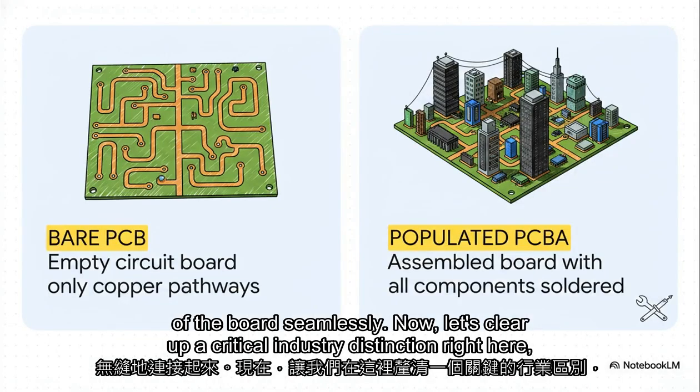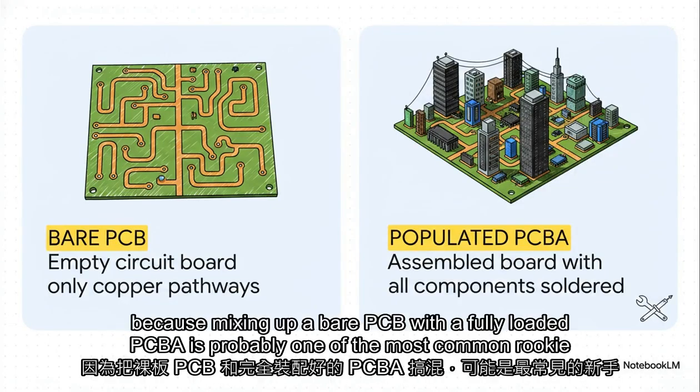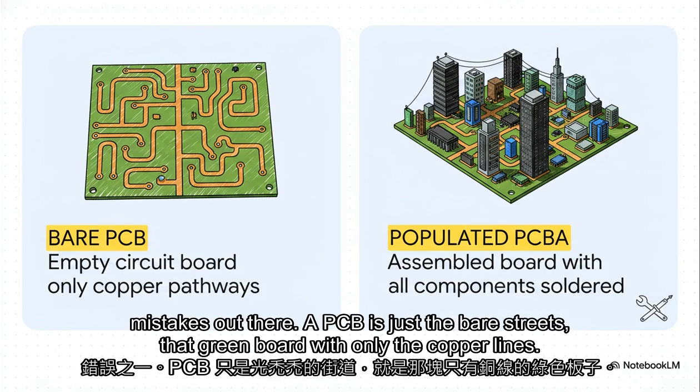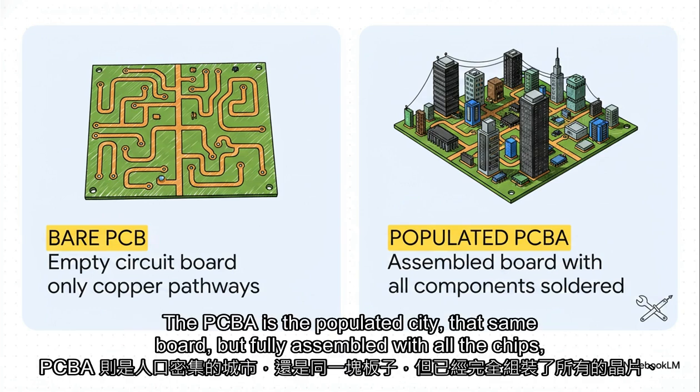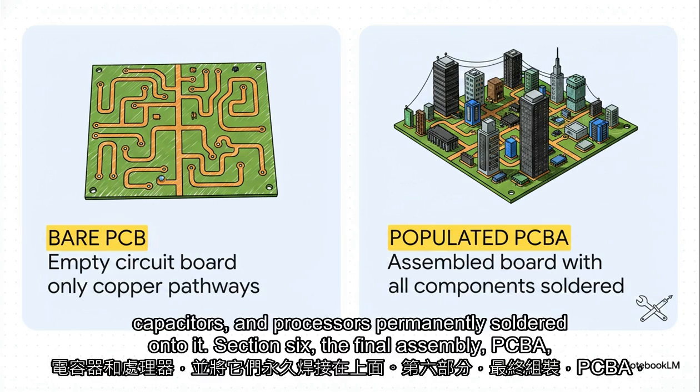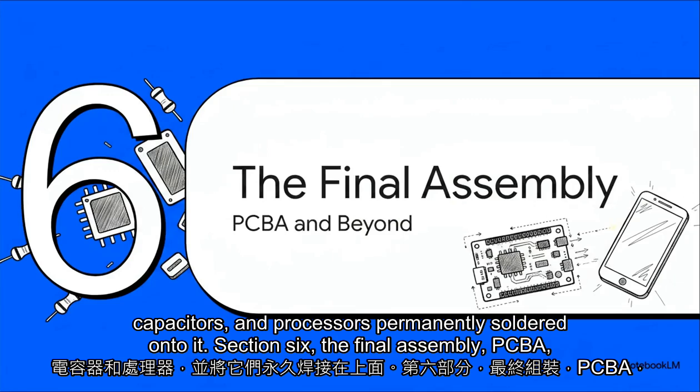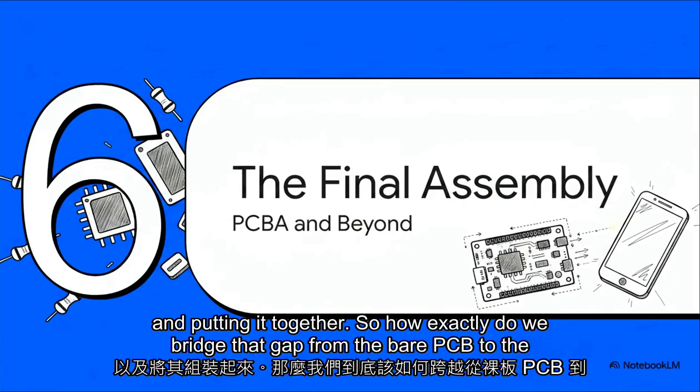Now, let's clear up a critical industry distinction right here, because mixing up a bare PCB with a fully loaded PCBA is probably one of the most common rookie mistakes out there. A PCB is just the bare streets, that green board with only the copper lines. The PCBA is the populated city, that same board but fully assembled with all the chips, capacitors, and processors permanently soldered onto it.